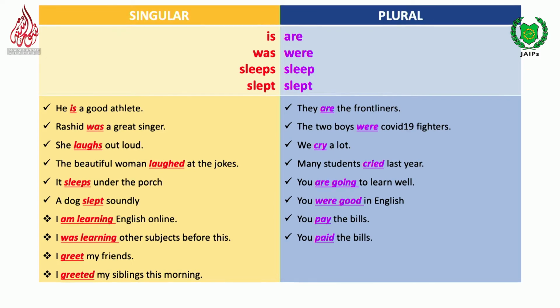So, we have singular noun and singular subject over here, okay? I'm sorry, singular noun or singular subject is over here, and then we have the singular verbs over here too. So let us go one by one, okay? Number 1, he is a good athlete. Rashid was a great singer. She laughs out loud. The beautiful woman laughed at the jokes. It sleeps under the porch.